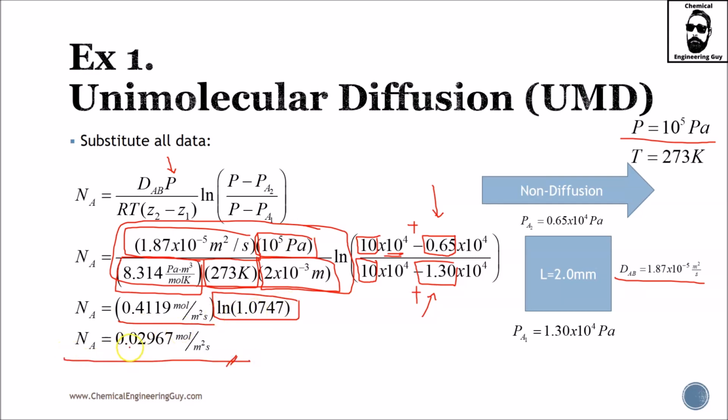Calculating the total, 0.02967 moles of oxygen per square meter per second. Let's assume we have one square or one circle of an area of 1 meter squared. This means that we have, let's say, 100 seconds. So this times 100, we have 2.9 moles of oxygen passing through this area of 1 square meter in 100 seconds. So that's just to give you an idea.